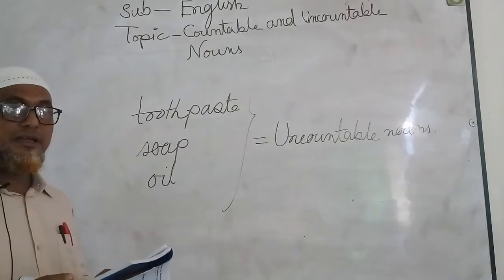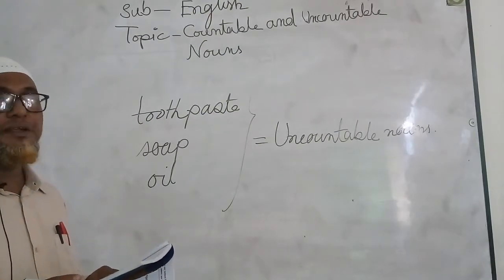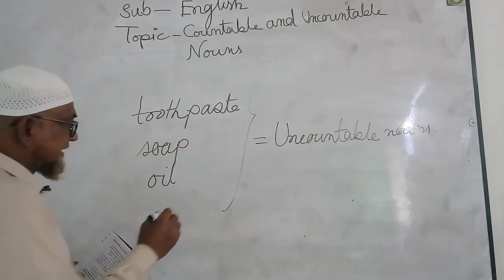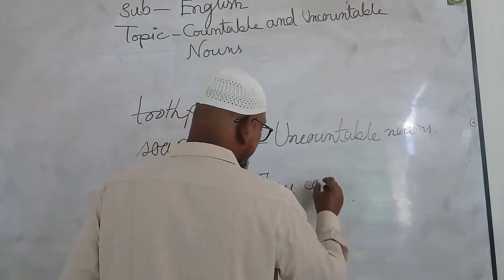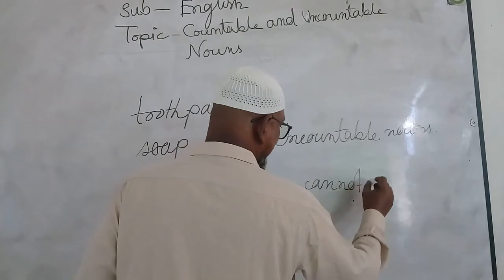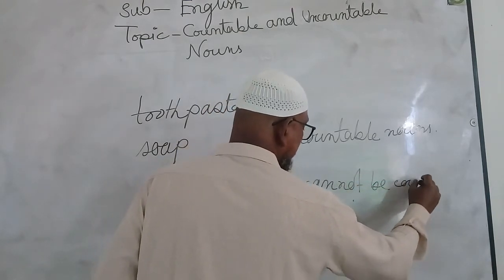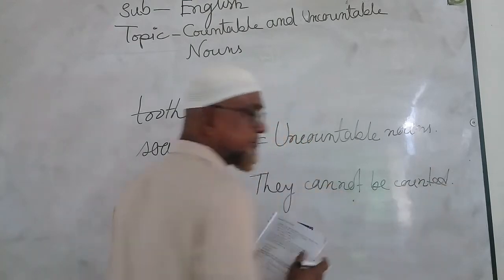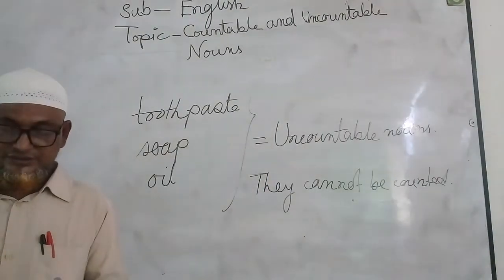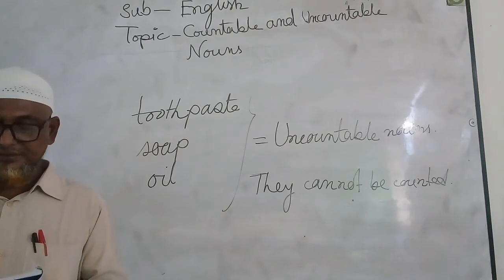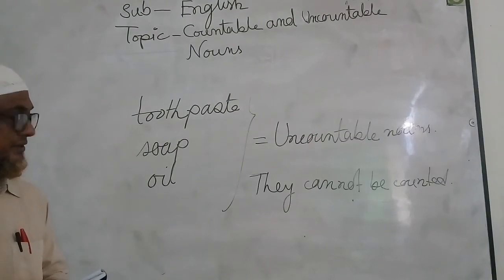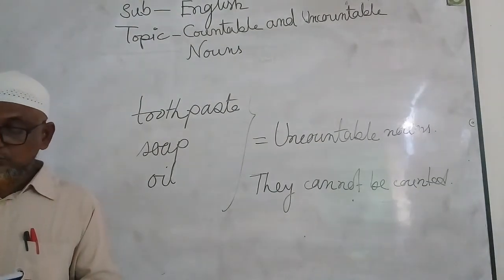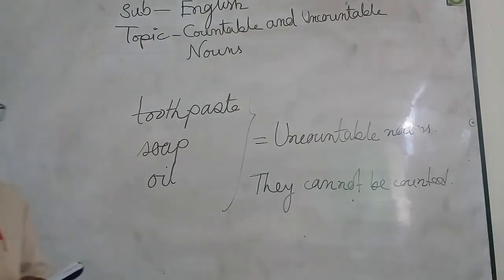Because uncountable nouns cannot be counted. But countable nouns can be counted. Uncountable nouns cannot be counted, and they do not have any plural form.